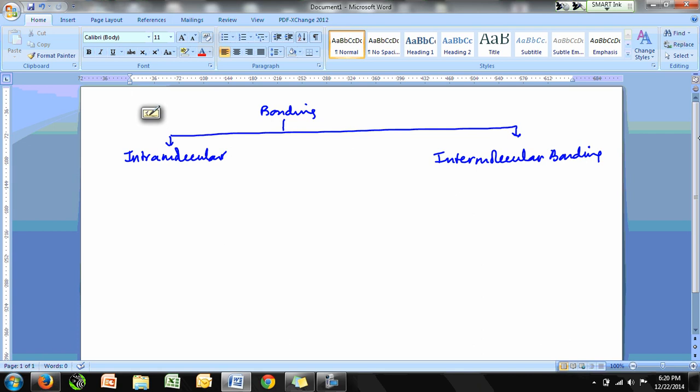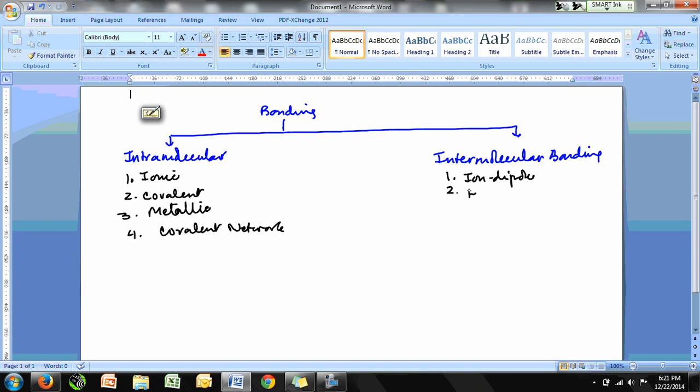Intramolecular bonding was of four main types: ionic bonds, covalent bonds, metallic bonds, and covalent network bonds. Intermolecular bonding is of four types: ion dipole, hydrogen bond, dipole-dipole, and London dispersion force.